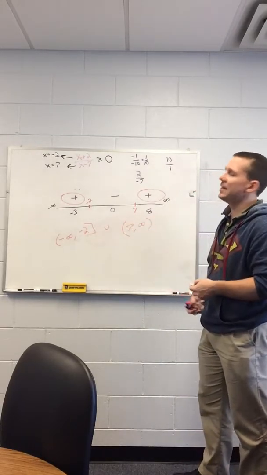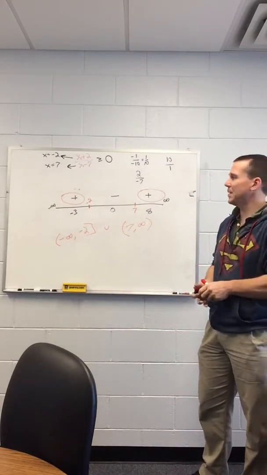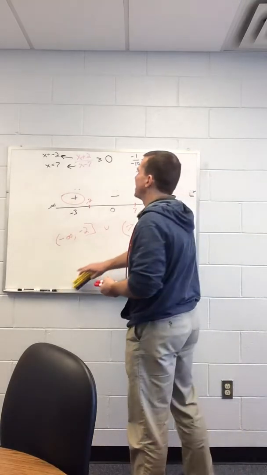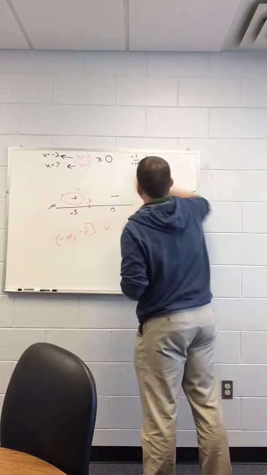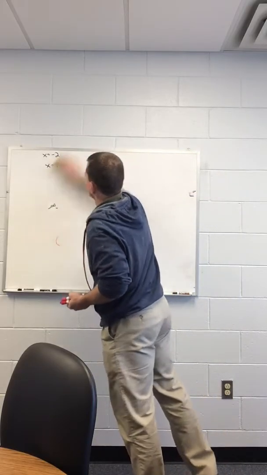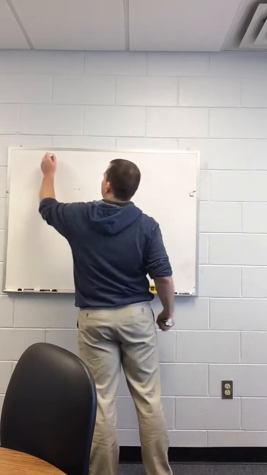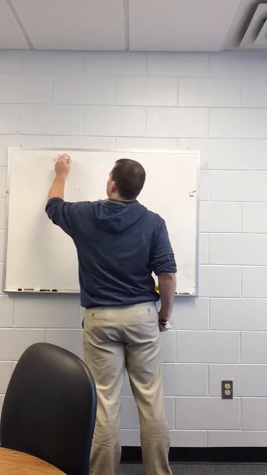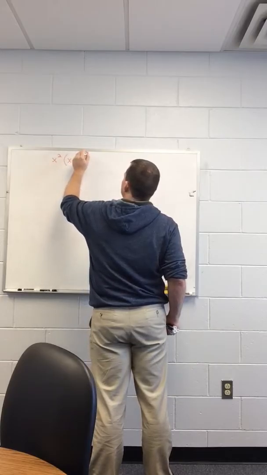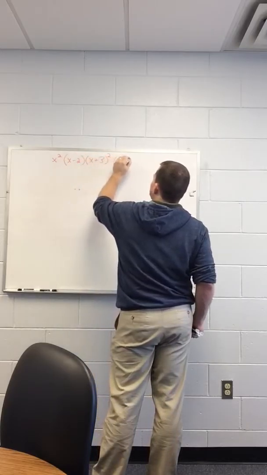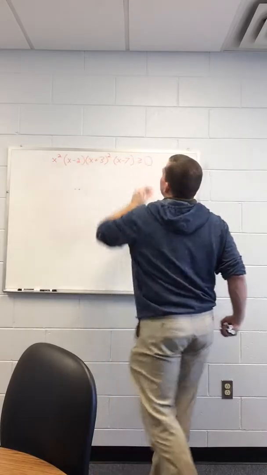This interval union that interval. Again, no different than the sign charts we did earlier in the semester. I'll do one more with a polynomial because it'll give us more zeros to play with. So suppose we have x squared times (x minus 2) times (x plus 3) squared times (x minus 7) is greater than or equal to 0.